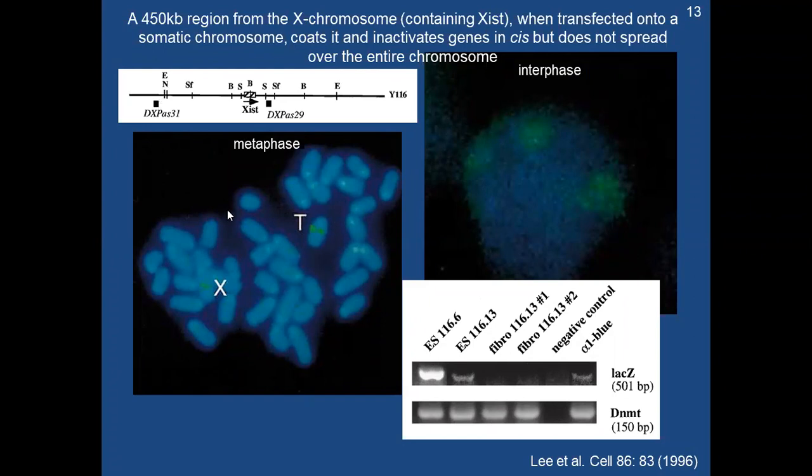Now, this is metaphase, but in interphase, in these cells, we can see nicely that Xist, shown here in green, covers several chromosomes, and it should not. It should cover only one, but it covers several chromosomes because we have been able to stably transfect the cells in different chromosomes with our construct. Any questions on these two figures?